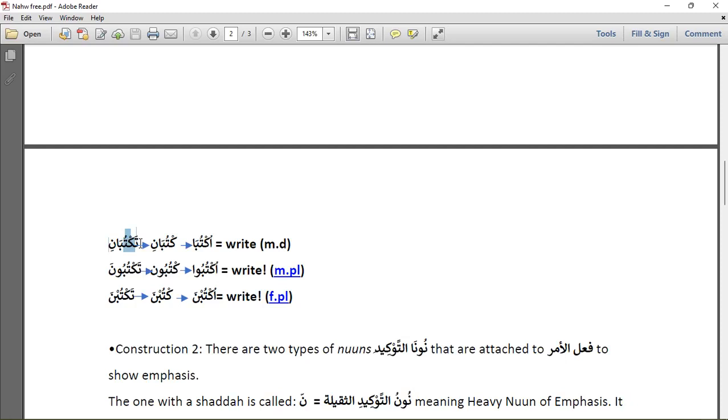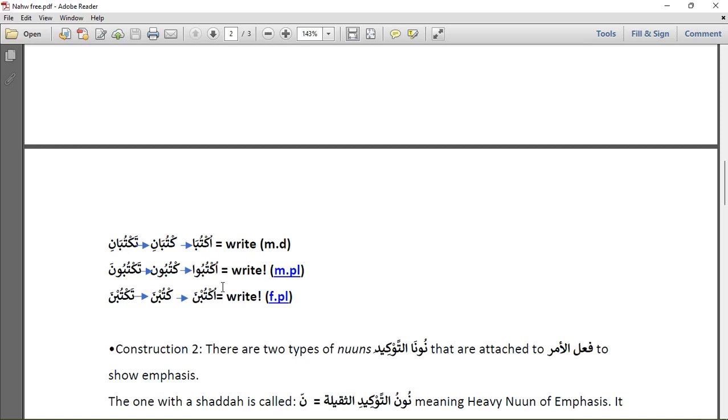We have taktubani. From the rule, what do we do? We remove the noon and the harful mudara. So the harful mudara has left, then the noon has left. But the kaf is taking sukun. So what do we do? We add alif al-wasl. So we have uktuba instead of taktubani. So taktubani, when we change it to imperative verb, becomes uktuba. Talking to two males or two females, right?